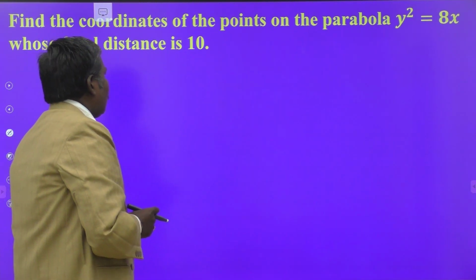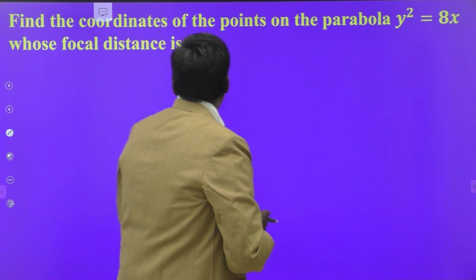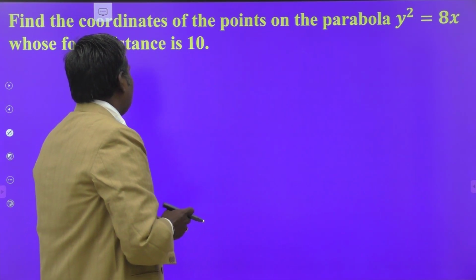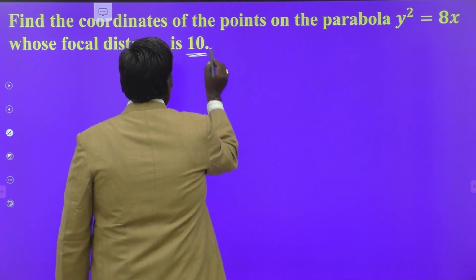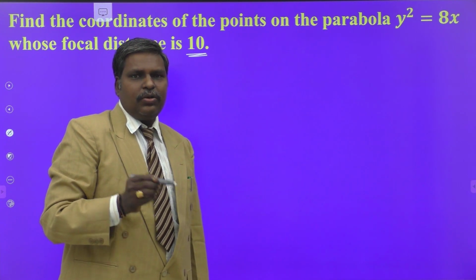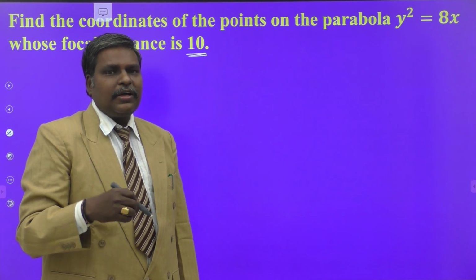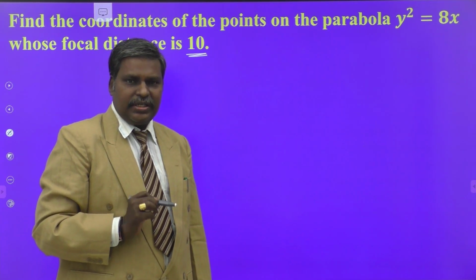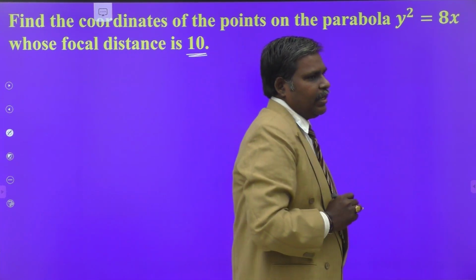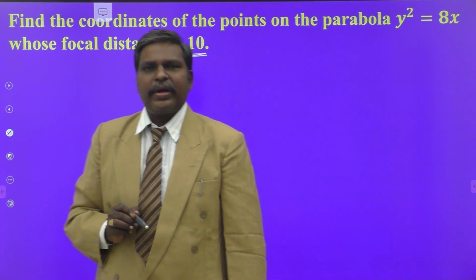Find the coordinates of the point on the parabola y squared equals 8x whose focal distance is 10 units. So one parabola equation is given to you. What is your target? You have to find the coordinates on this parabola such that the focal distance of those points is 10 units. What is focal distance? The distance from the focus to the point which is on the parabola is called the focal distance of that point.